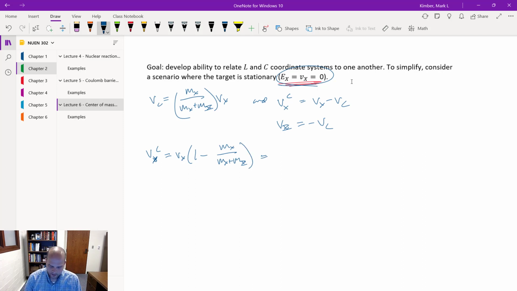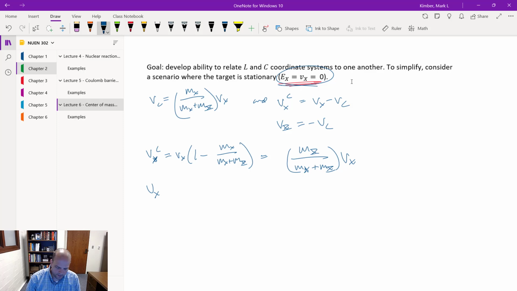And then if I combine these together into a fraction, I'm going to see this is m over the sum of the masses times Vx. And so we, again, rather than talk about velocities, a lot of times, or almost exclusively, we're going to talk about energies.